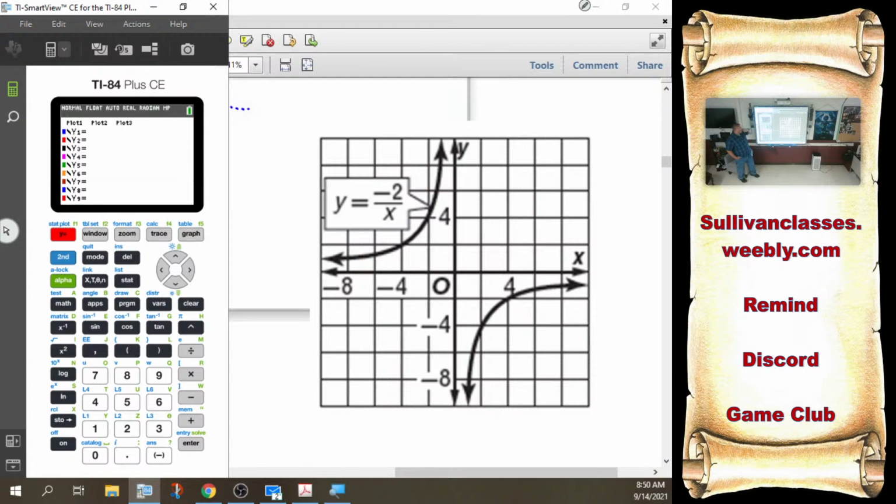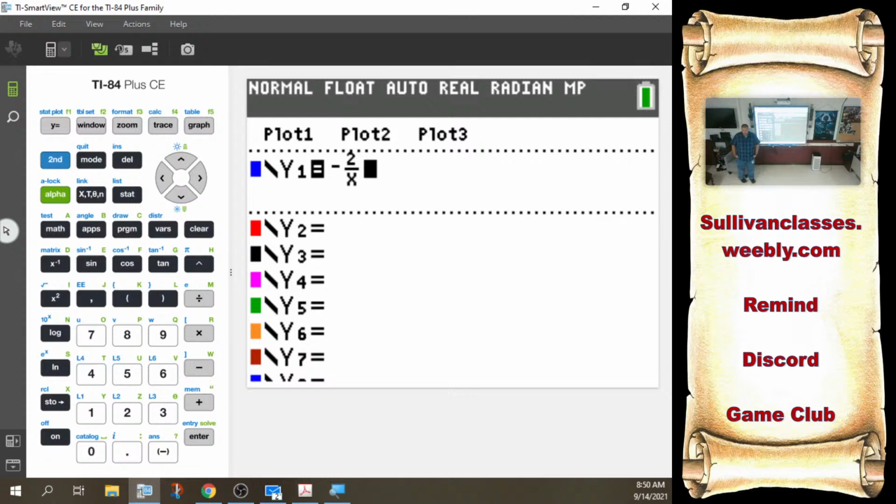Okay, Frank's still slow. I can write on him, but he's slow. 2 over x. Okay. Alpha y equals brings up the fraction menu on TI-84s. 83s, you just got to use parentheses. Okay. Cool.